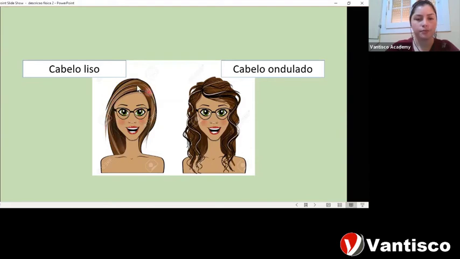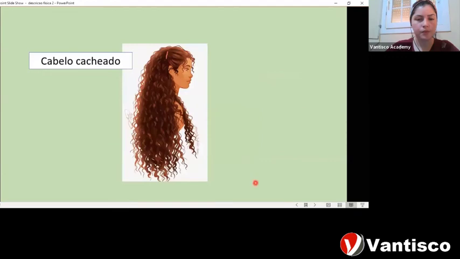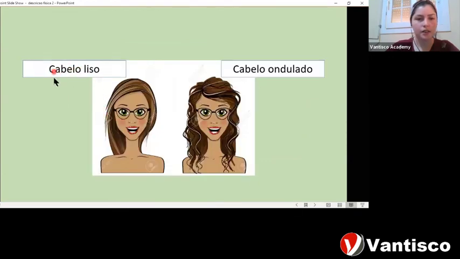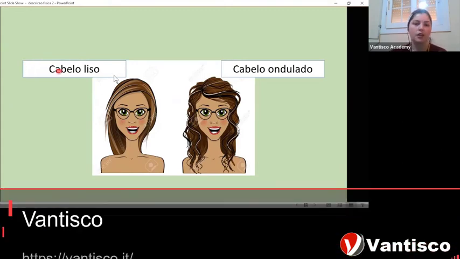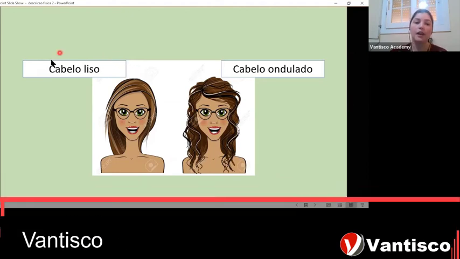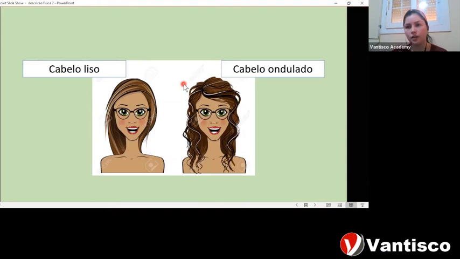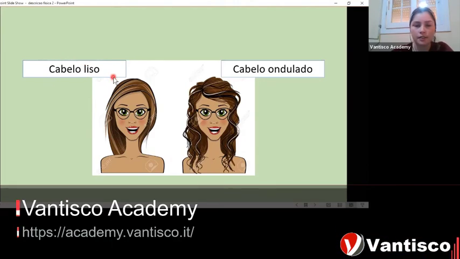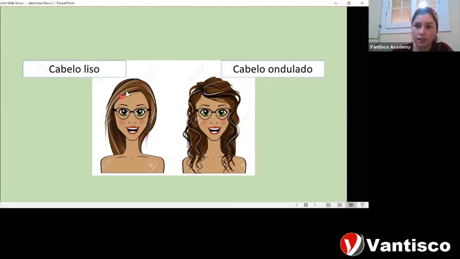Cabelo liso, straight hair. Okay, hair will always be the first word. It's not like in English, straight hair. No, in Portuguese it is hair straight, hair wavy, hair black. So she has straight hair. Ela tem cabelo liso. Okay, she has straight hair.